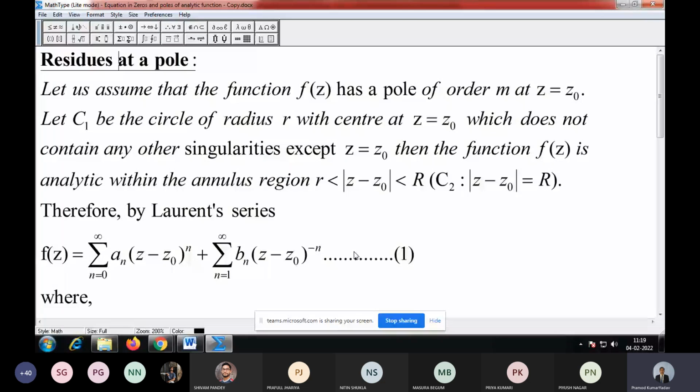Now, today's topic is residues at a pole. Let us define the function f(z). Let us assume that the function f(z) has a pole of order m. I hope with this sentence everything is clear in your mind. f(z) has a pole of order m at a point z equal to z naught means the principal part of the Laurent series has a finite number of terms, and the maximum power of z minus z naught in the denominator is m.